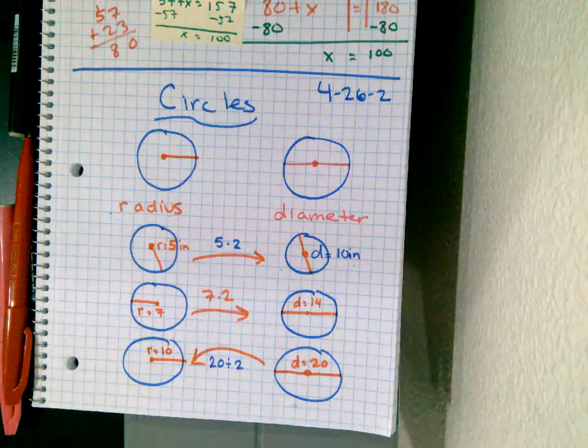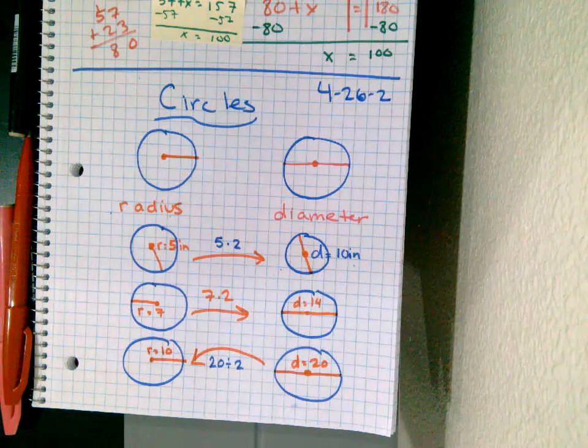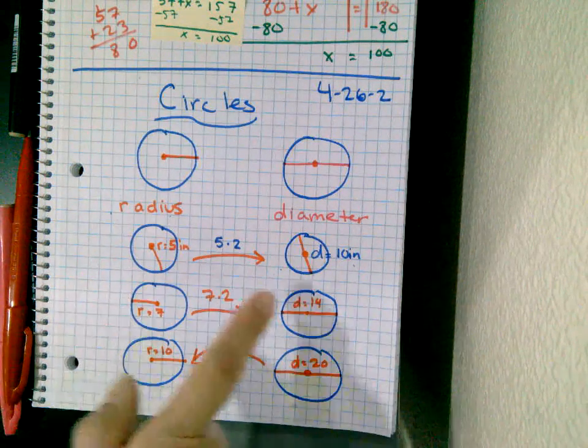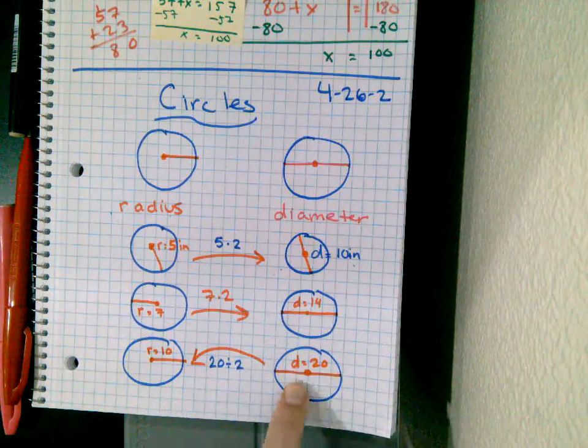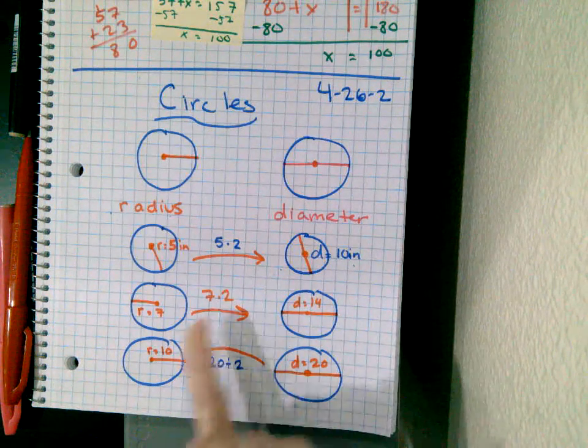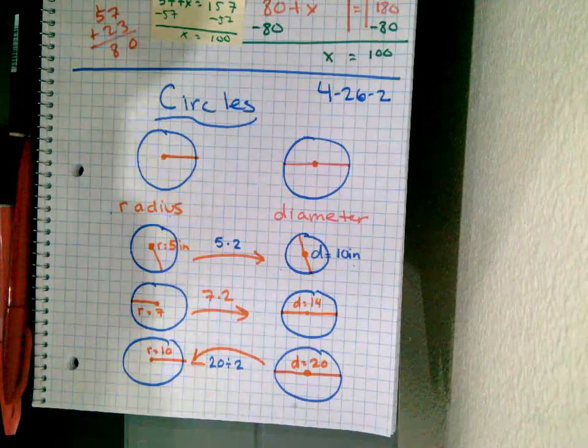All right, so take a moment, copy this down, and take a moment to see the relationship. See how these two are related, how we can go from radius to diameter, but we can also go from diameter to radius by just dividing by 2, which is the opposite of multiplying by 2.